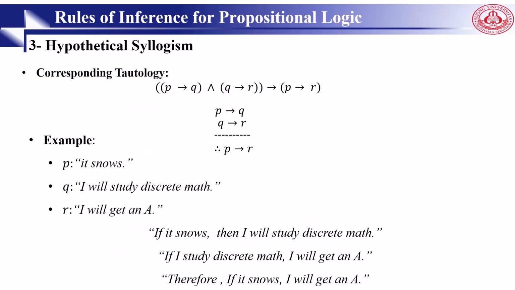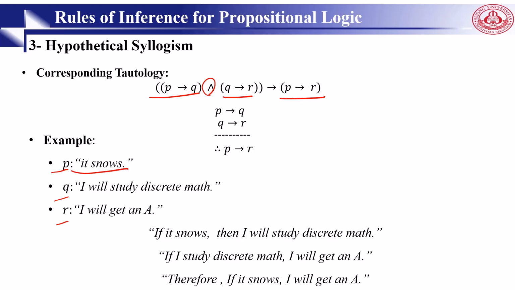The next rule is the hypothetical syllogism. A hypothetical syllogism is a valid argument form, a syllogism with a conditional statement for one or both of its premises. The tautology for this one is P implies Q and Q implies R, then we can come to the conclusion of P implies R. So let's see. Here we have three: P, Q, and R. It says if P implies Q and Q implies R, then we can come to the conclusion that P implies R. Let's see the example.